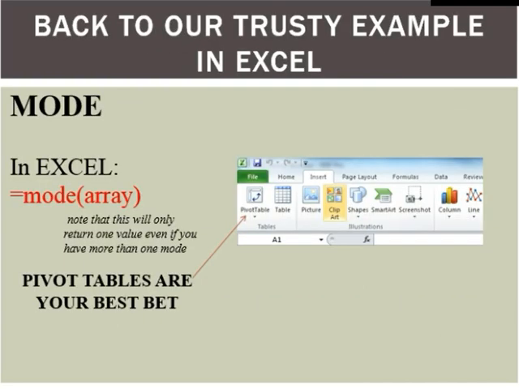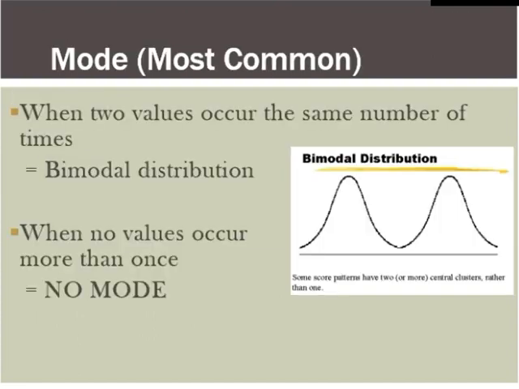In Excel, you can use the mode function. So you just enter equals MODE, parentheses, and then highlight the array that you want to have the mode returned for. But the problem is that this will only return the first or the lowest value. But there are often times in data sets where you may have more than one mode. So these are considered bimodal distributions.